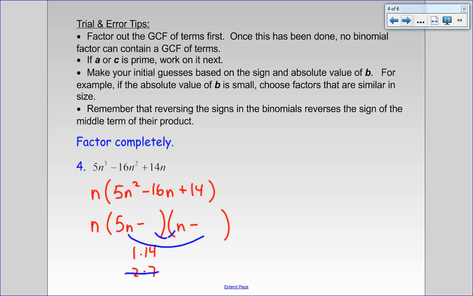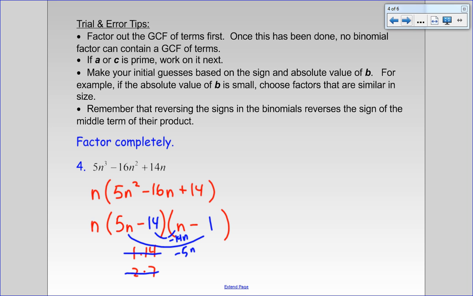What if we try 14 in the first binomial and 1 in the second binomial? We would have negative 5n and negative 14n. That's a total of negative 19n. This also is incorrect. Our middle term that we were looking for was negative 16n.